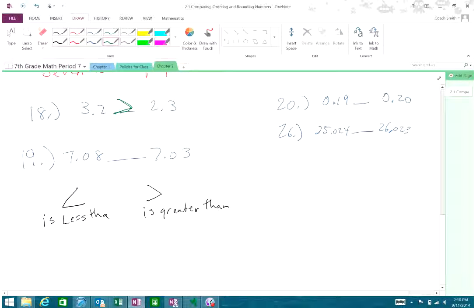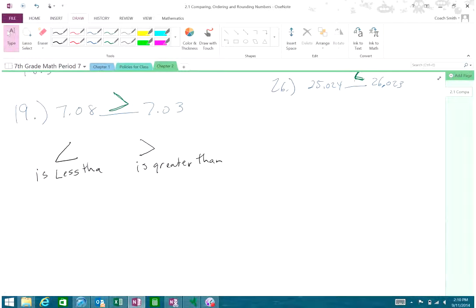Okay. 19, Cameron. Greater than. 20, Brandon. Okay. 26, Trinity. Less than. Okay. So, those are those four.